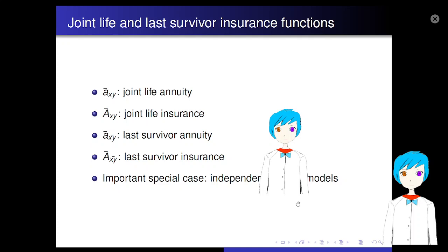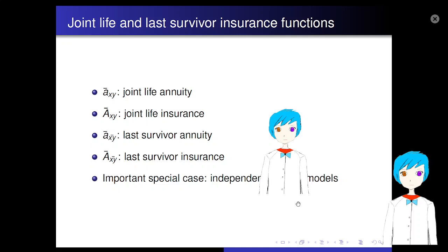We have insurance functions for the joint life case and last survivor case. So a bar xy is a joint life annuity, x is the husband's life age, and y is usually the wife's age. This pays until the earlier death of the two lives. So if the husband or wife dies first, the annuity will not pay after that.